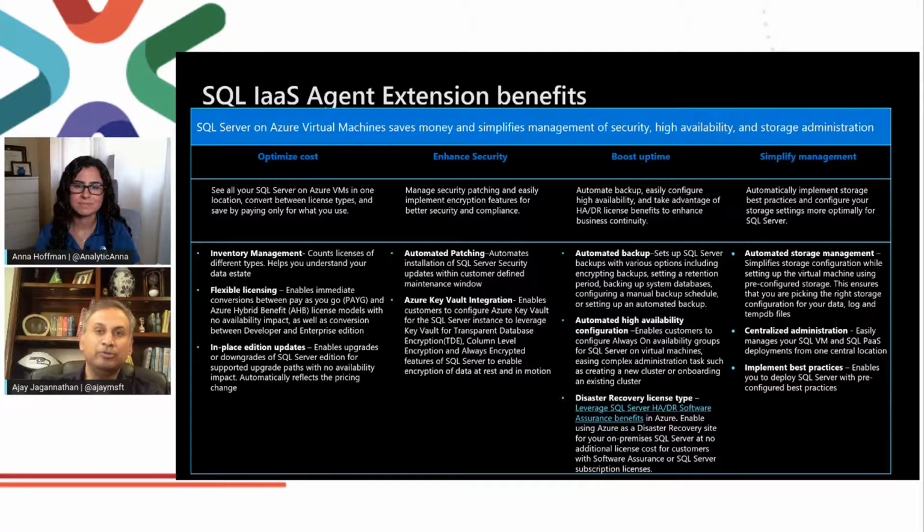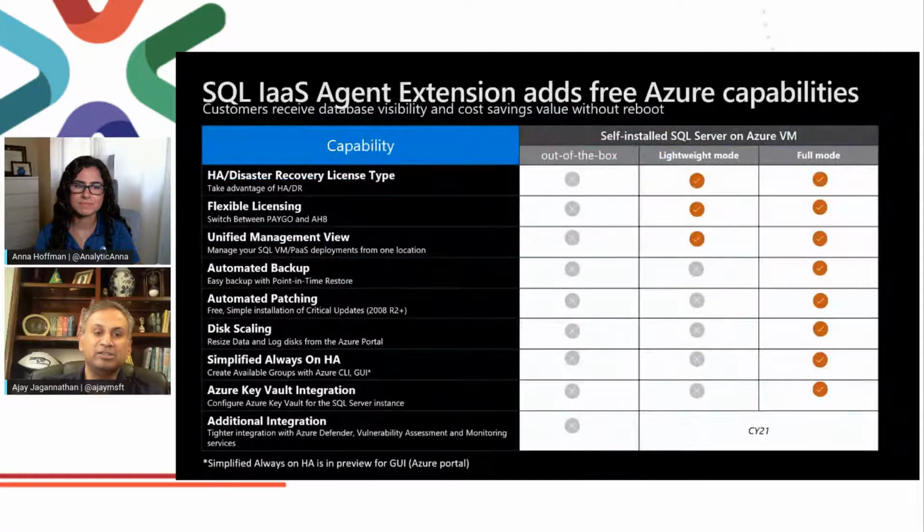So now, how do you get this agent? And what are the different ways to register it? If we look at the next slide, you can see all the capabilities that are available depending on what mode you're running the VM in.